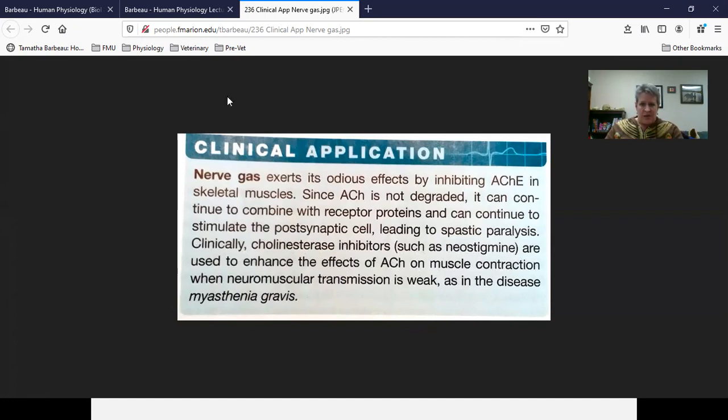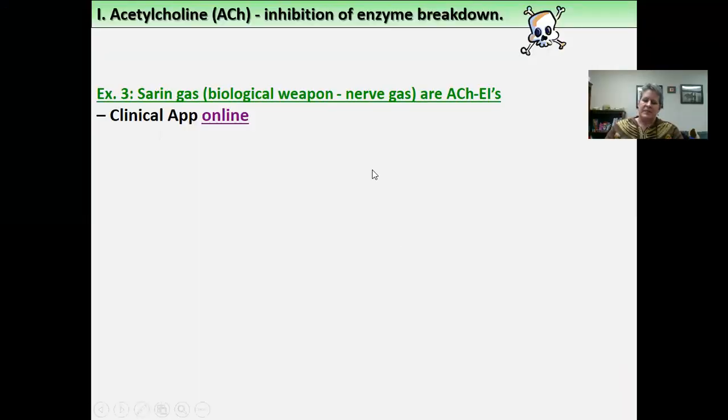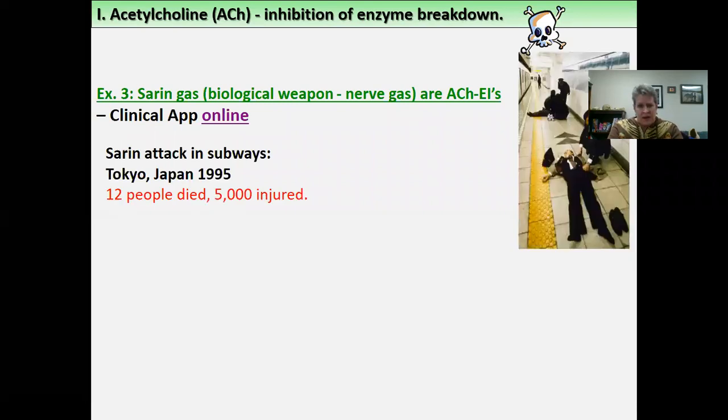So let me get back out of this and go back to the PowerPoint. Okay, so what I'm giving you right now is the dangerous effects of an acetylcholinesterase inhibitor when it's an accident, like poisoning. So sarin gas was used back in the 90s. There was a terrorist group that basically released sarin gas on a subway, and 5,000 people were injured, 12 people died.